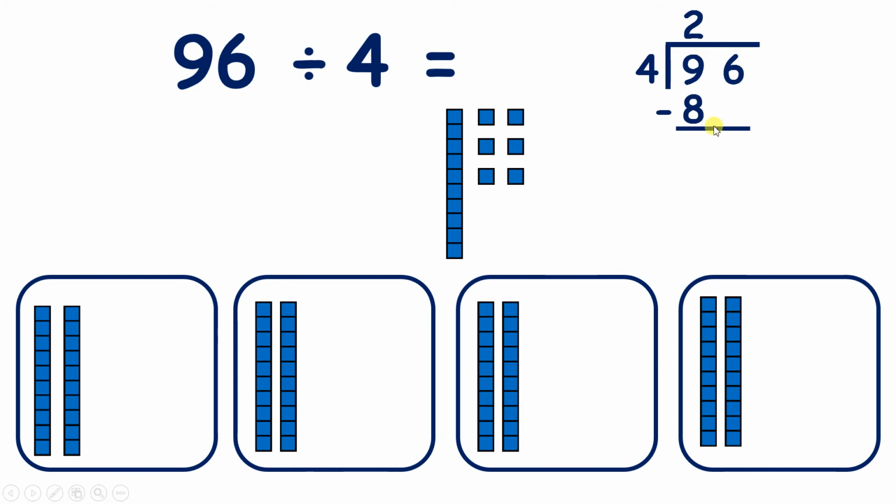But now, if we started with 9 tens and we shared out 8, we have 1 10 left over. So what are we going to do with this 10? Well, to be able to share out this remaining 10, we need to break it up into 10 units. We need to exchange our 10 for 10 units. So now, if we bring down our 6 units, we make the number 16. And that tells us that we now have 16 units to share out.